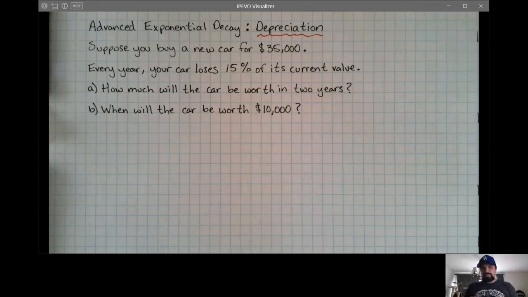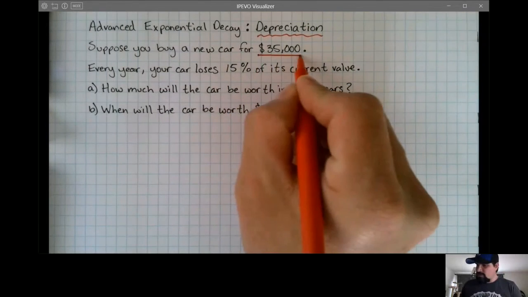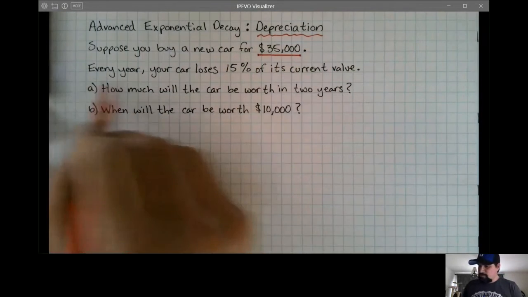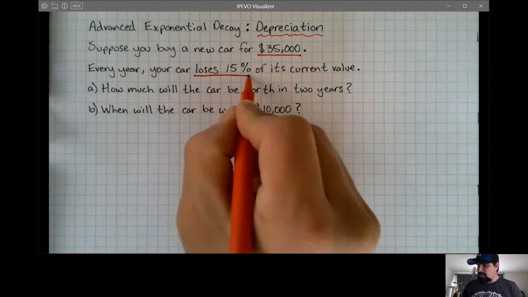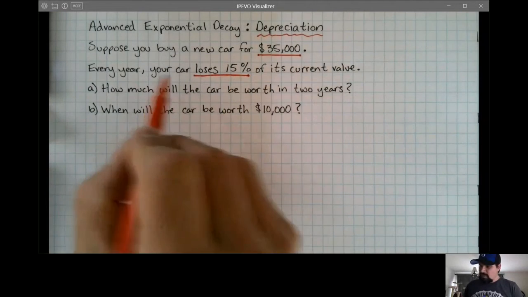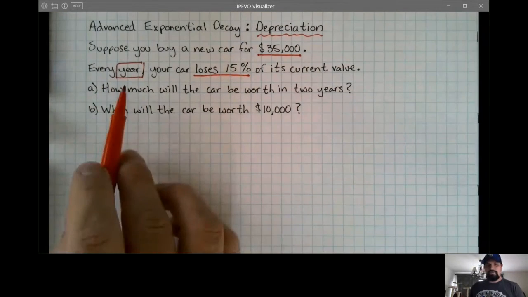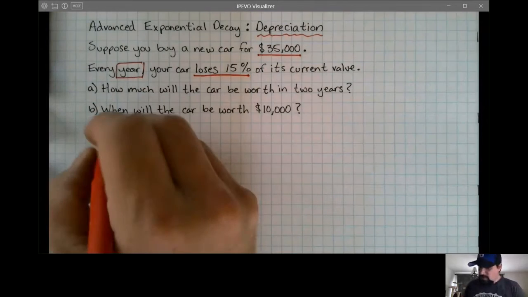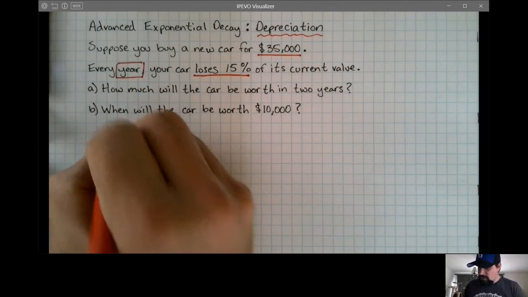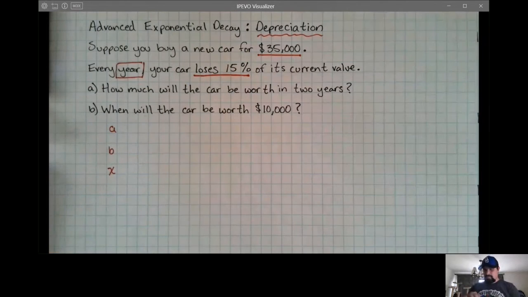Once again, before we get started, we're going to identify our important values. We have $35,000 as a start value. We're going to lose 15%. That's our rate of decay. And this is a year. Again, our time is 1 year. All right. So we'll identify these down here. We have A, B, and X.